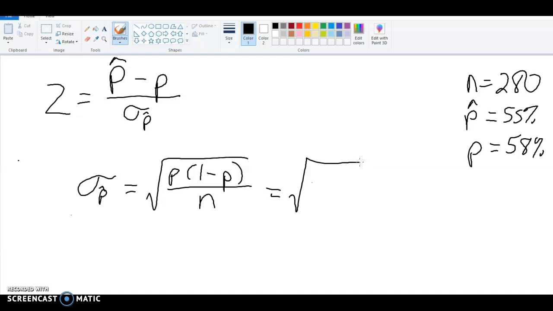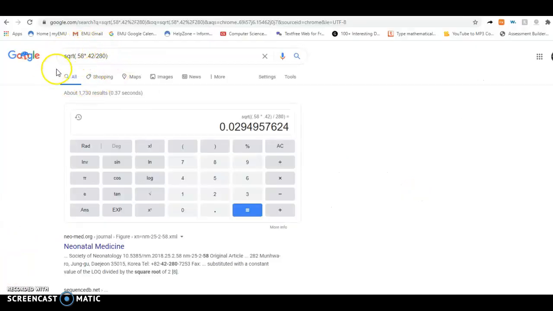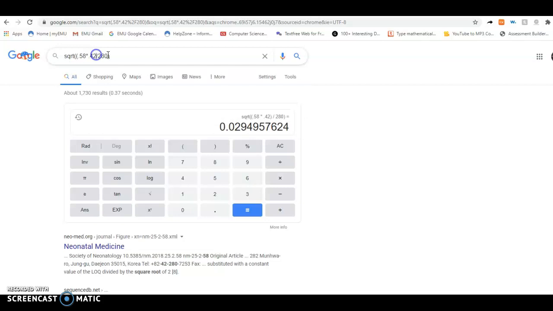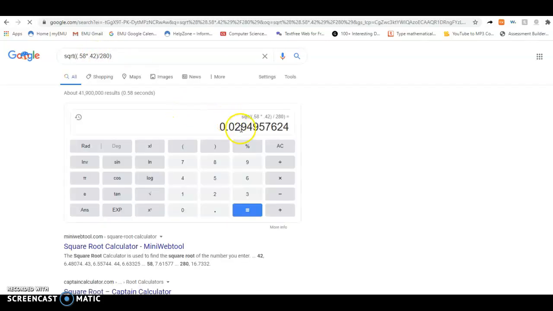So we have 58%, which I'm going to write as a decimal, very sloppily, doing this with my finger tonight here, times 0.42, which would be 1 minus p, and that would all be over n here. And that would give us about, let's calculate that real quick. Just so you can see how I typed that into Google, I took the square root of the product of these. And if you want, just to be safe, you can put these in parentheses. And then you're going to divide by the sample size of 280. That'll still give you this value here.